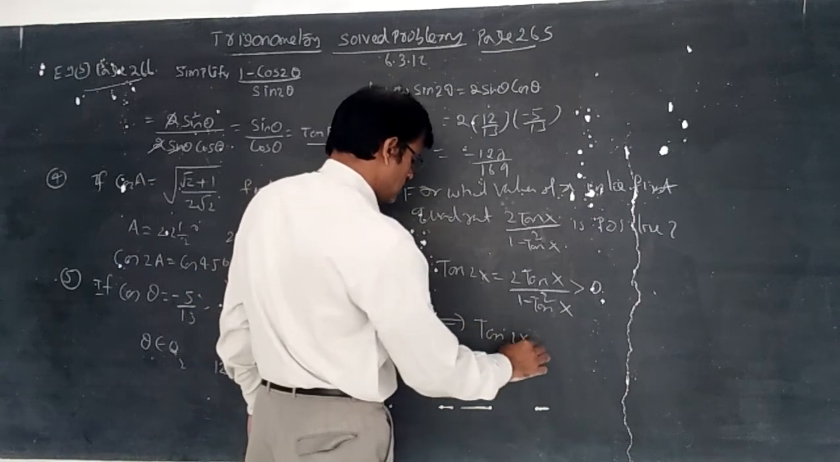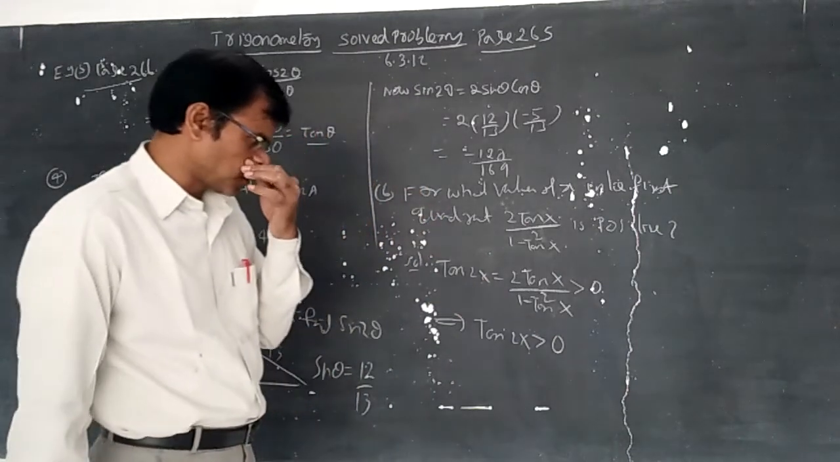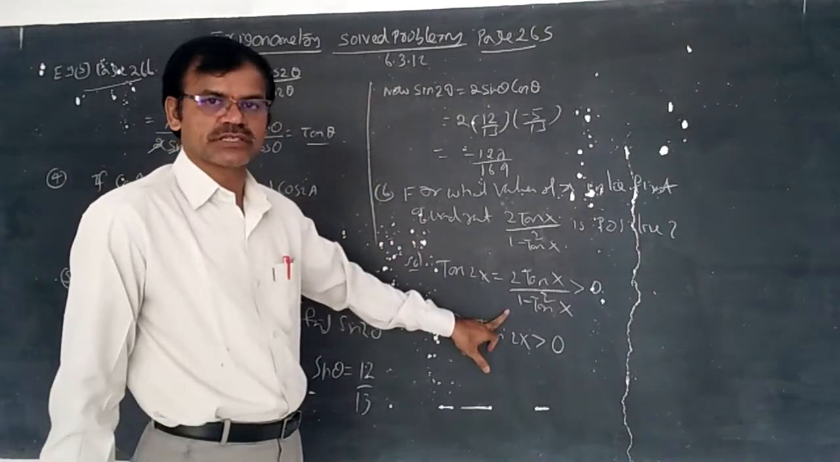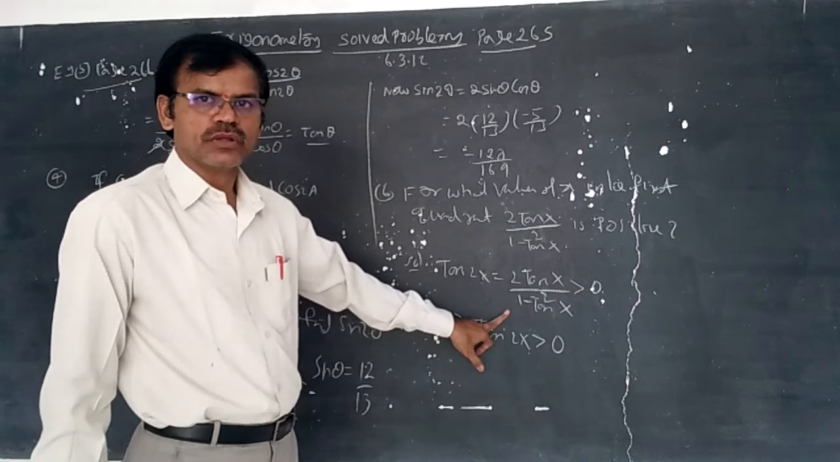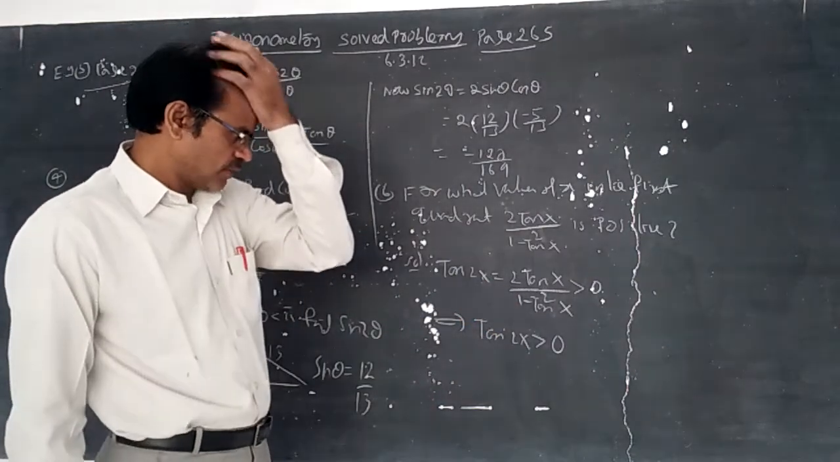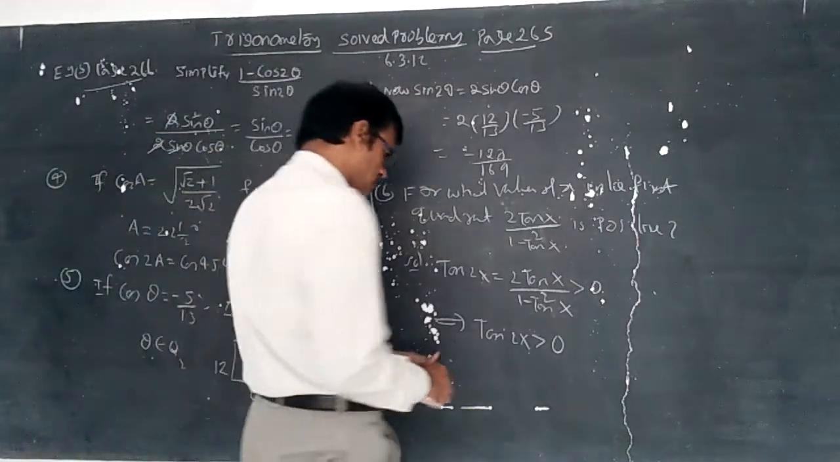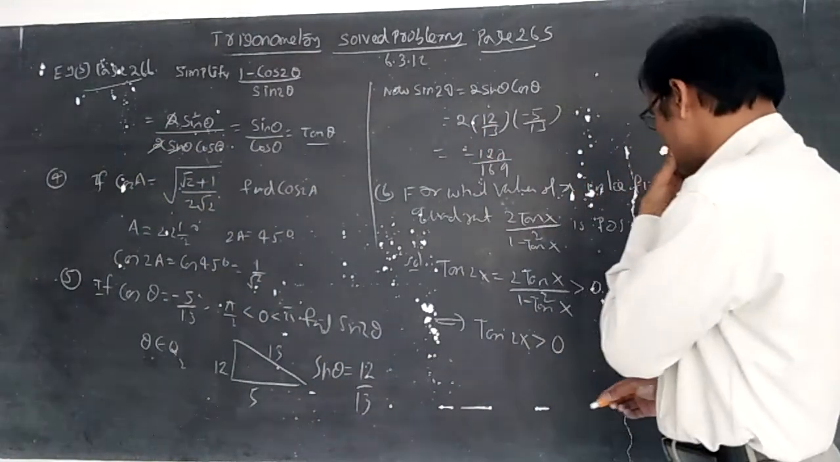So tan 2x greater than 0 and tan x not equal to 1, because if tan x is equal to 1, the denominator becomes 0. If the denominator becomes 0, it is infinity. So we should not get that. Of course, tan 90 is equal to infinity, so we should not get 90 also.